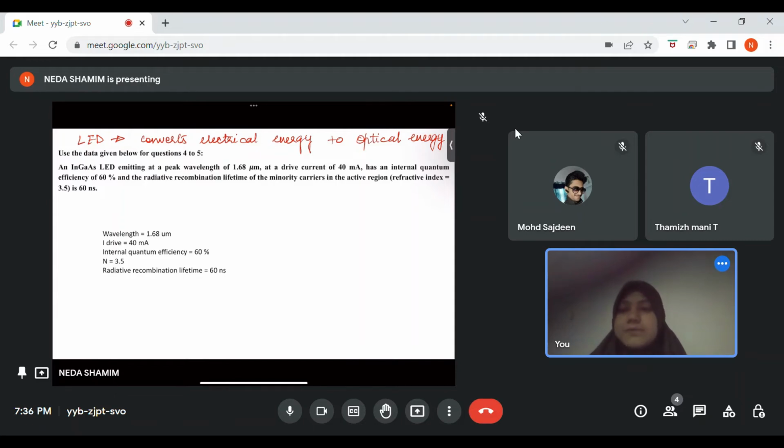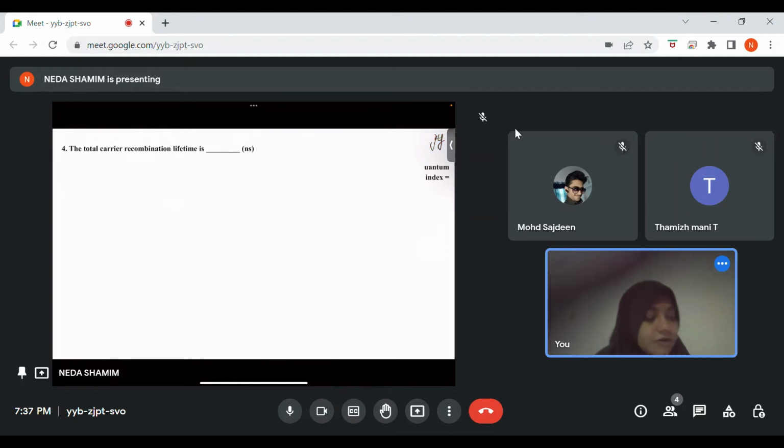So the question is, an indium gallium arsenide LED emitting at a peak wavelength of 1.68 micrometers has a drive current of 40 milliamperes. It has an internal quantum efficiency of 60%, and the active region has a refractive index of 3.5, and the radiative recombination lifetime is 60 nanoseconds. My first question is, what will be the total carrier recombination lifetime?